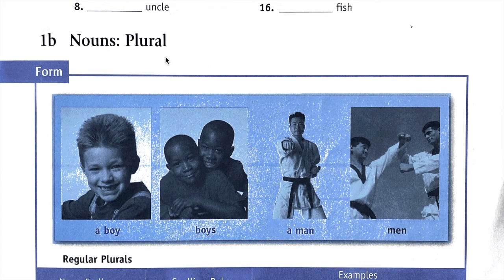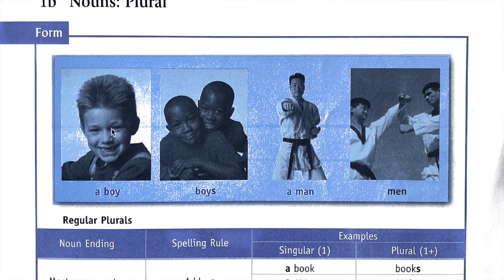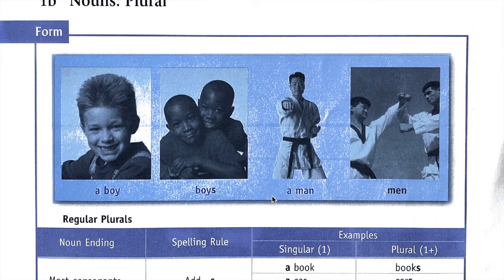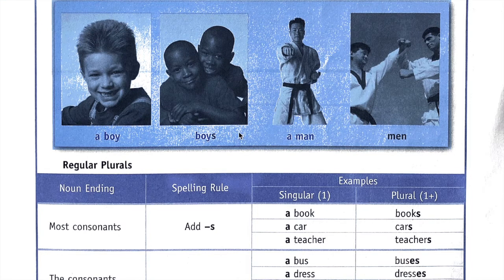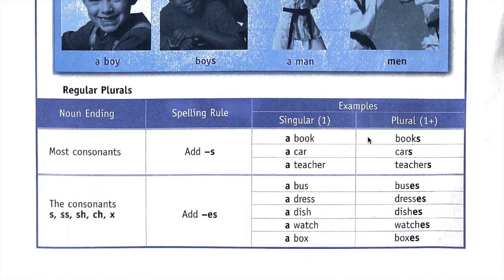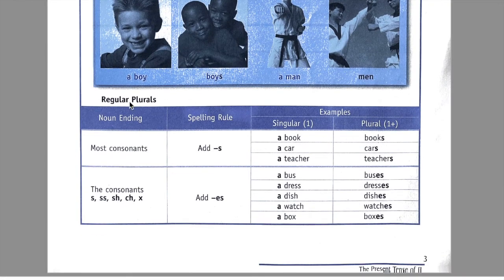1B is the plural nouns. So they're nouns with more than one, like a boy, boys. It's more than one boy. It gets the S at the end. A man, men. If you notice, man and men are spelled differently. So sometimes you have to change the spelling of nouns to indicate that they're singular or plural.